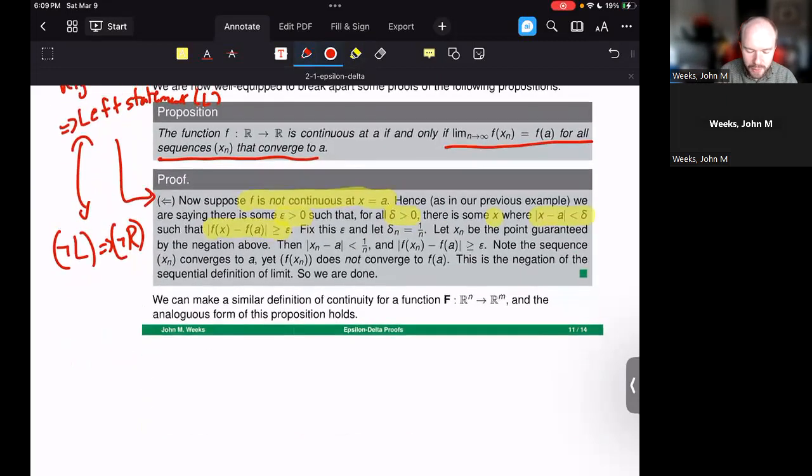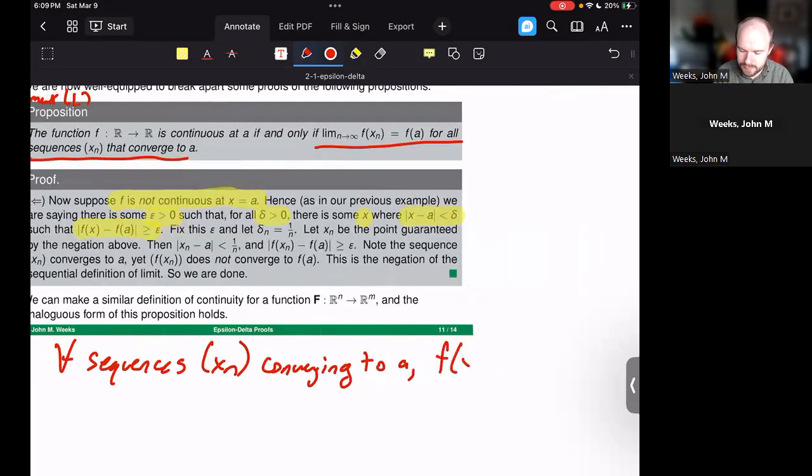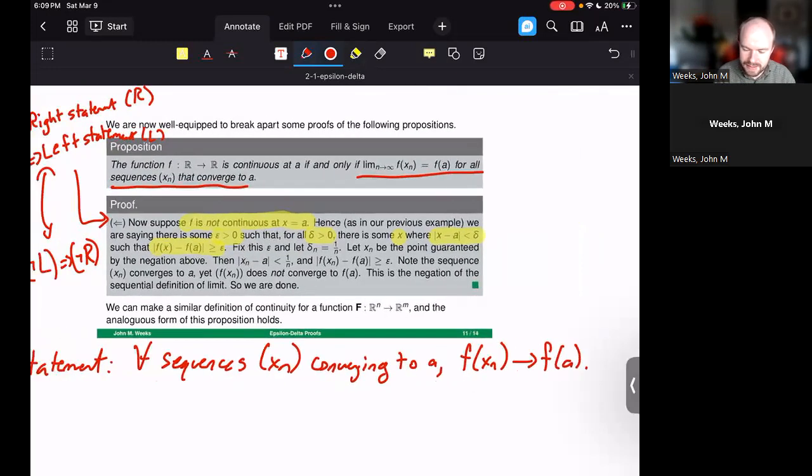Some way that helps me to form a negation of a statement is to start by looking at the statement itself. Sometimes what I'll do is I'll try and convert the statement into quantifiers. Quantifiers being like that upside down a and backwards e. So for this, the way that you could write this statement in terms of quantifiers is like this. For all sequences x sub n converging to a, f of x sub n converges to f of a. That's what we want to say this statement, this one that we have outlined over here.